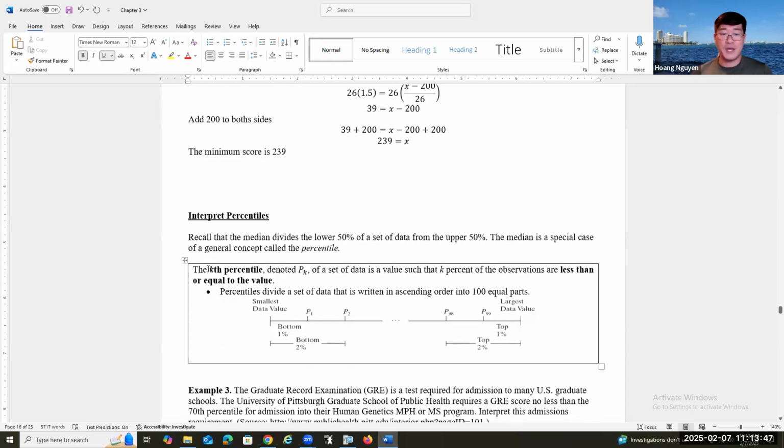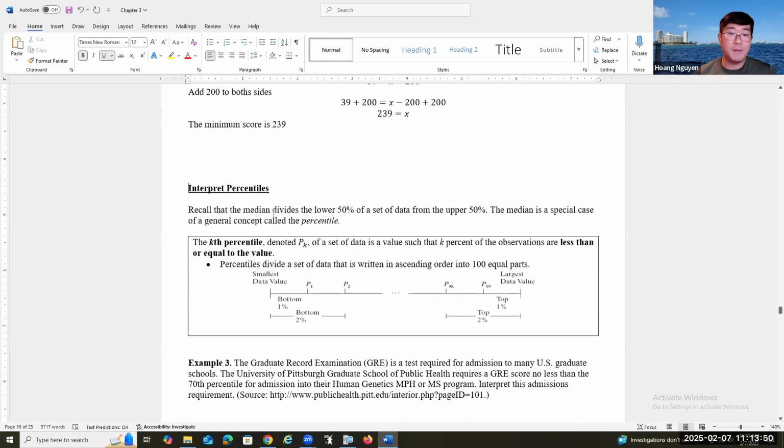Percentile. So what is a percentile then? Recall that the median divides the lower 50% of a set of data from the upper 50%, right? So the median is the one right in the middle. It separates the lower 50% and the upper 50%. So about 50% of the values will be less than the median, and about 50% of the observations will be more than the median. The median is a special case of a general concept called the percentile. So what is a percentile?